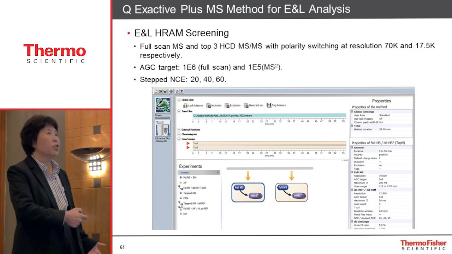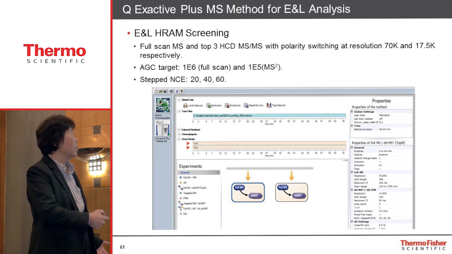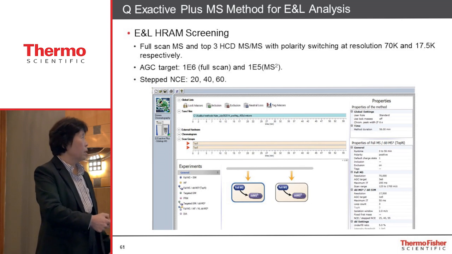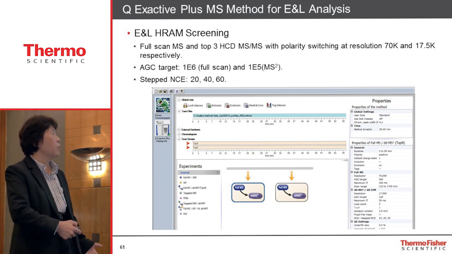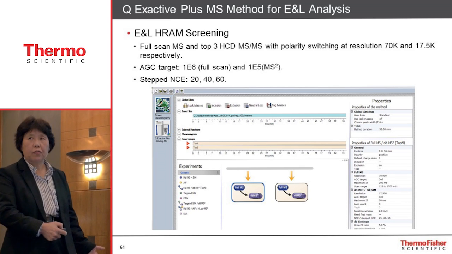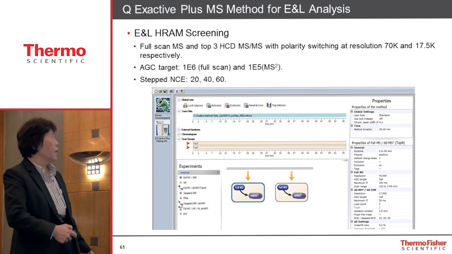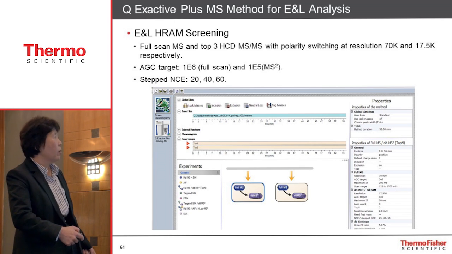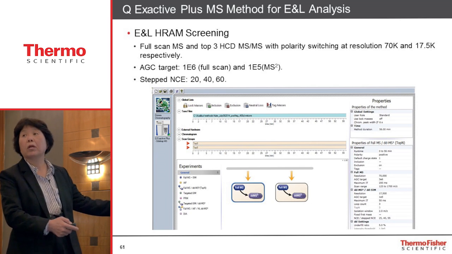So this is the mass spec method, very simple. We call this a generic high resolution screening method. You just do full scan with top 3 MS/MS, and then we can do polarity switching on the fly. And then you just drag and drop all the icons here, and then specify the mass range and resolution you want. You're ready to go.